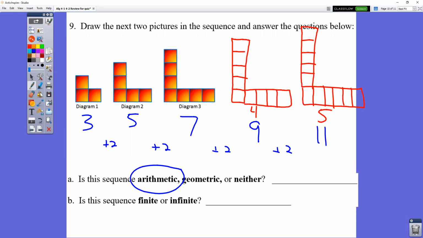Is the sequence finite or infinite? Remember, finite means that it's going to end, due to something that's going on, like you're going to run out of something. If it keeps on getting bigger and bigger, and it can't end, it's going to be infinite. Well, there's no restriction on the number of blocks. It's going to keep on getting bigger and bigger. So this is infinite.